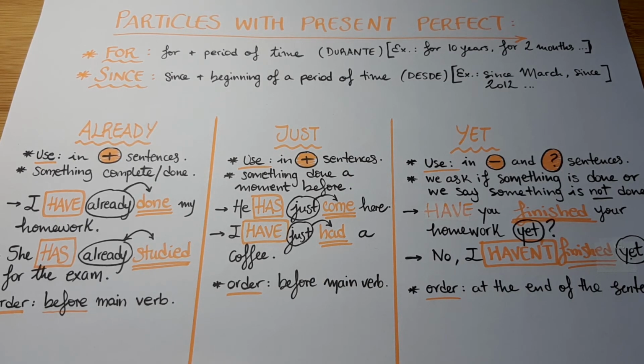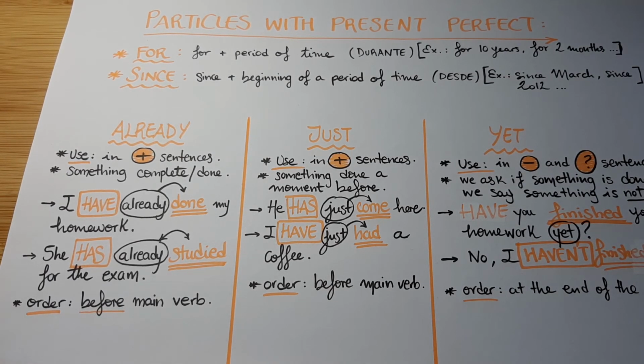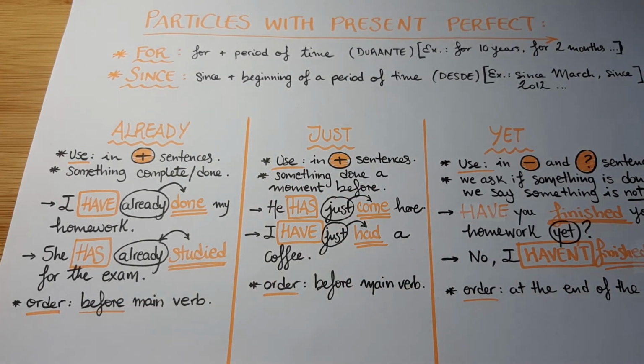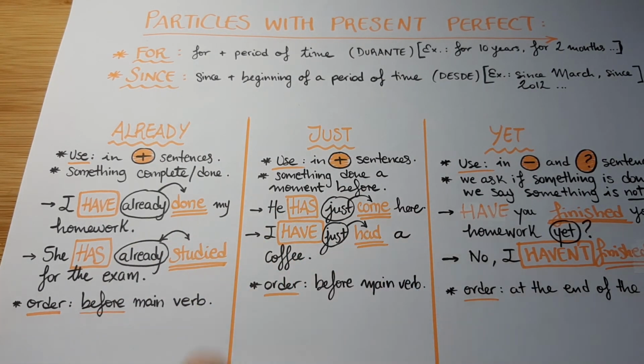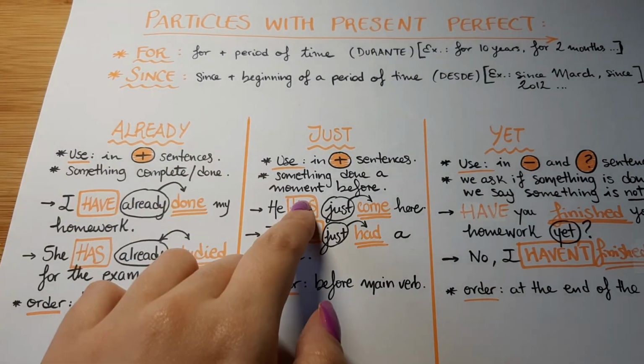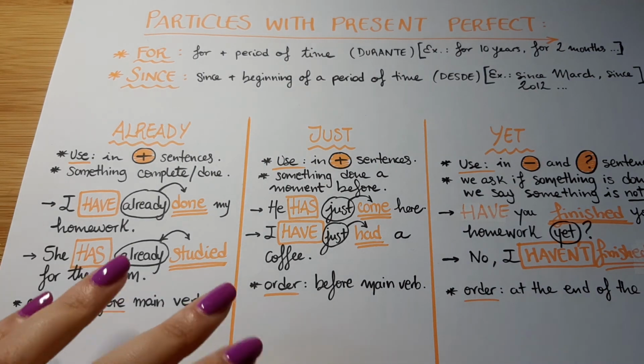Let's say that both express actions which are already completed, done in the past, but this one expresses something more recent, okay? Something done a moment before the action. The order, as well as in the case of already, goes before the main verb. Again, the auxiliary verb, the particle, and then the past participle.